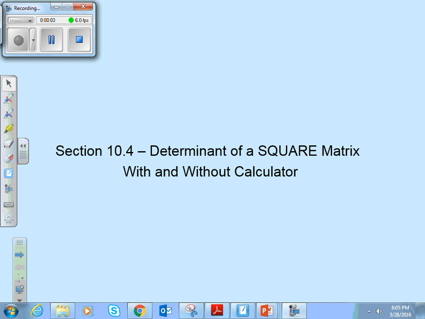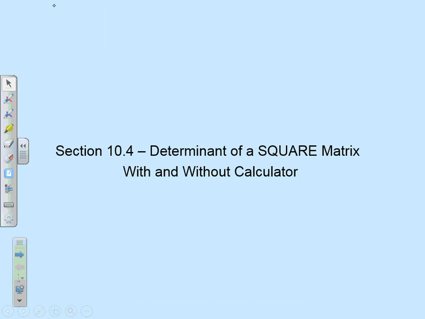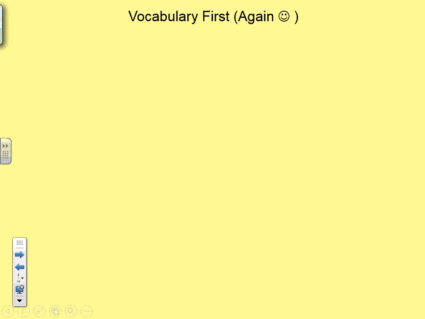Hey everybody, what we're going to be looking at in this lesson is what is known as figuring out the determinant of a square matrix, and we are going to be doing it without a calculator. Now, the determinant of a square matrix, going back to the previous lesson, is really just a number. And we need to know what the determinant of a matrix is in order to figure out what its inverse is.